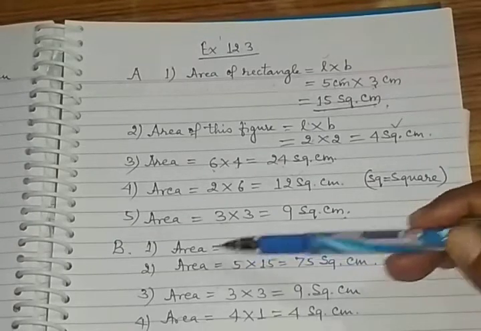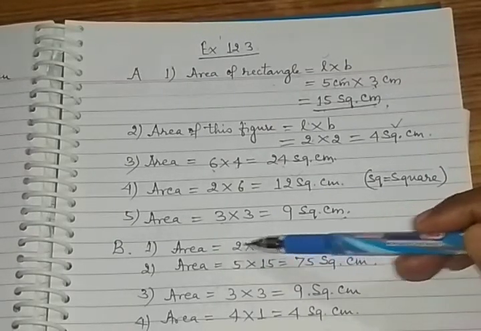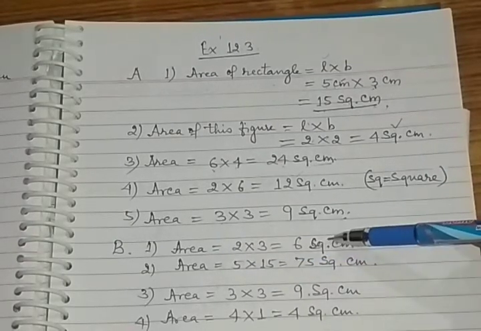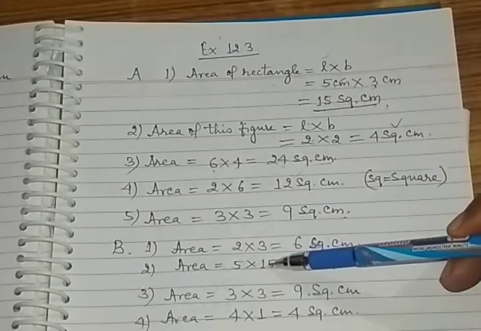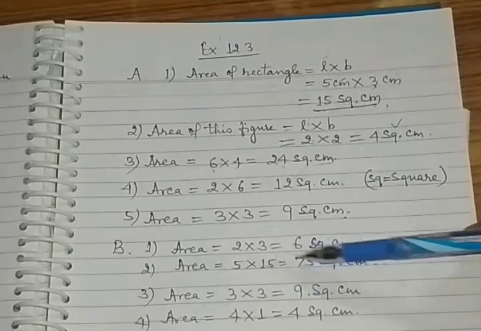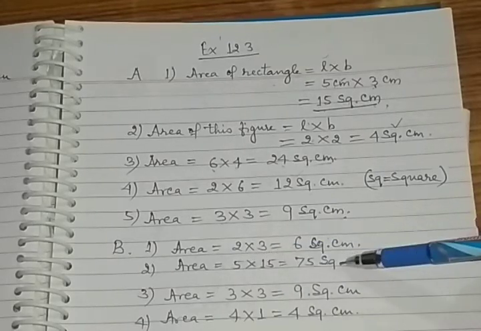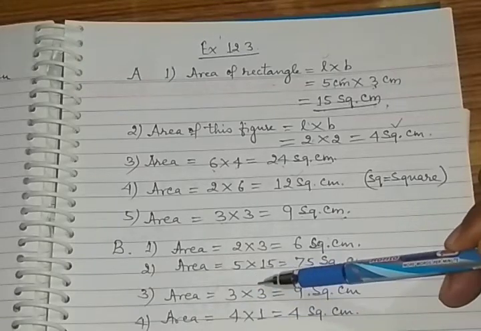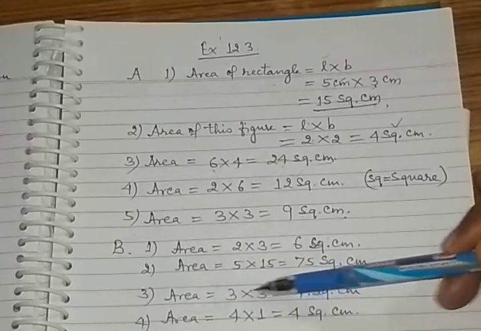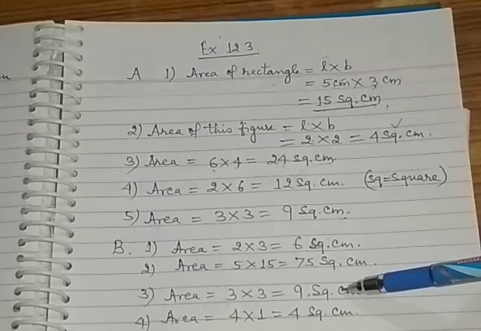Now B part, in this also area is equal to 2 into 3, that is 6. In second, length is 5, breadth is 15, so 5 into 15, 15 fives are 75. Third, area, length and breadth both are 3, so 3 into 3, 3 threes are 9.